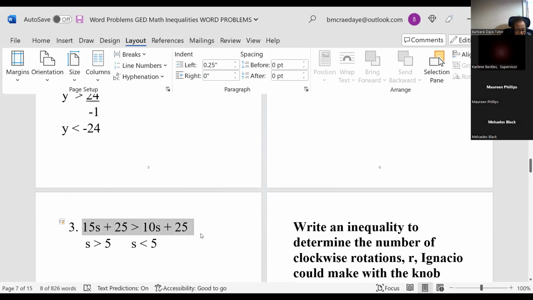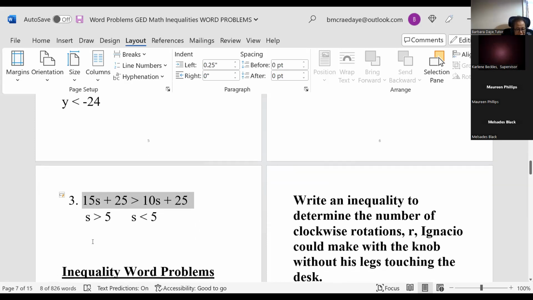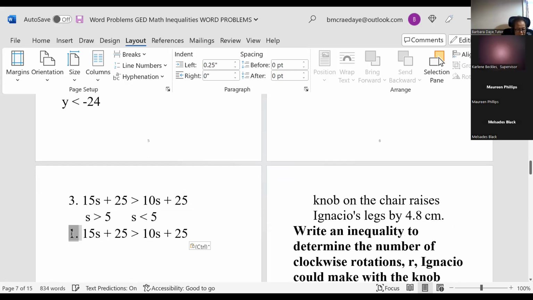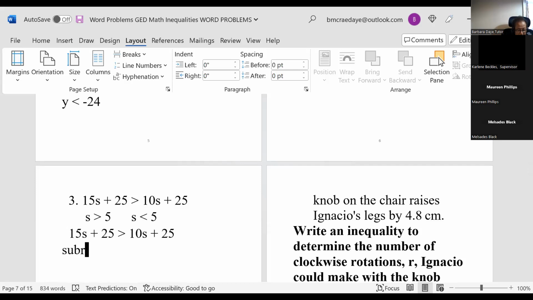Okay. I put it on a different page first. Okay. Now, what did you do first? I subtract 25 from both sides. You subtract 25 from both sides? Yes, Miss. So I cancel out the 25. Let's see how you did that. Subtract 25 from both sides.